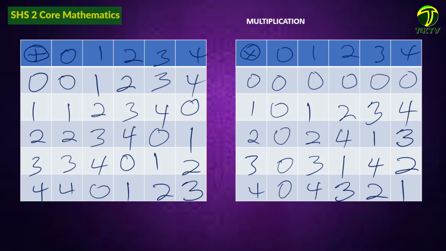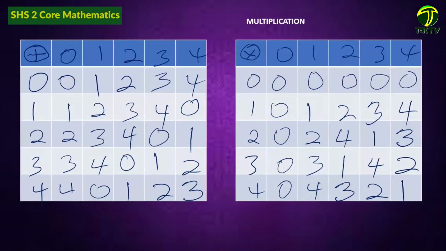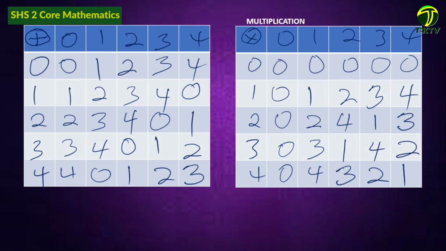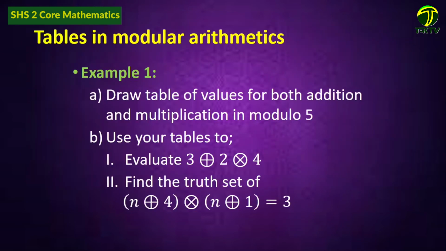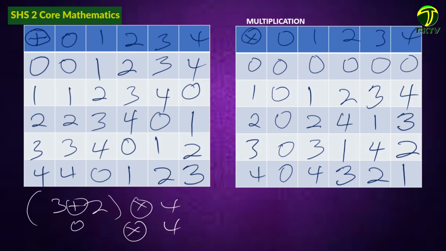Okay. Let's look at the B part of the question. Use your table to evaluate 3 plus 2 or times 4. In this case, look at the table. 3 plus 2 on the table is 0. Then you write a 0 somewhere. So in this case, 3 plus 2 or times 4. 3 plus 2, and that is 0. And then times 4. The multiplication, you look at the multiplication table. This time we have 0 times 4, and that is also 0. So the final answer is 0.